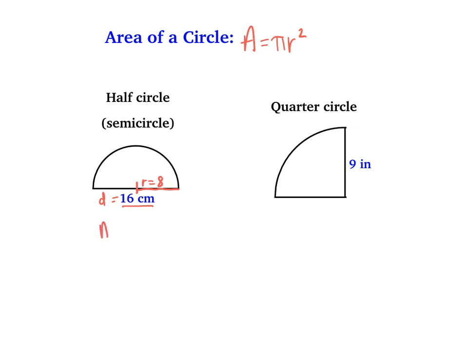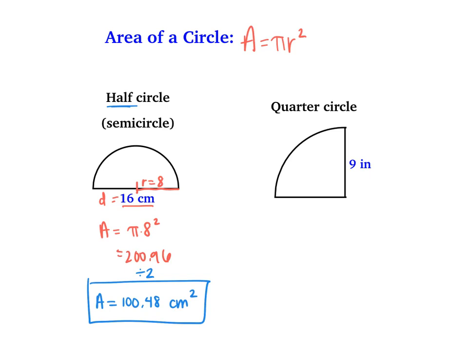Next, you're going to find the area as if you're finding it for the entire circle. So pi times 8 squared. I'm going to use 3.14 for pi, and I get 200.96. Now, since we have half of a circle, our final step would be to take that answer and divide it by 2. So the area of just this half circle would be 100.48. And remember, units are squared.